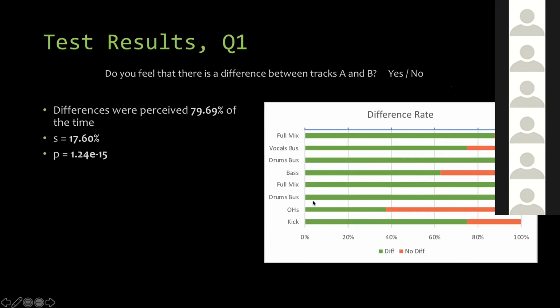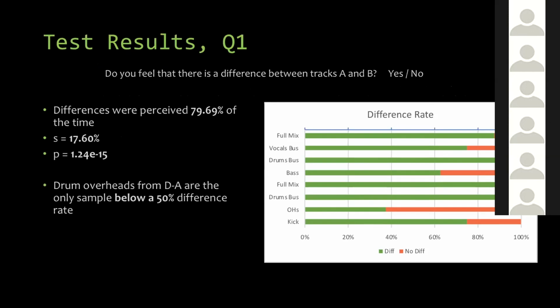This is the first question. Of all 64 trials, a difference was perceived just shy of 80% of the time, with a standard deviation of 17.6%, and those results were highly significant. An interesting note for this one is that the only sample pair here that had a difference rate less than 50% was the drum overheads from the digital to analog track.